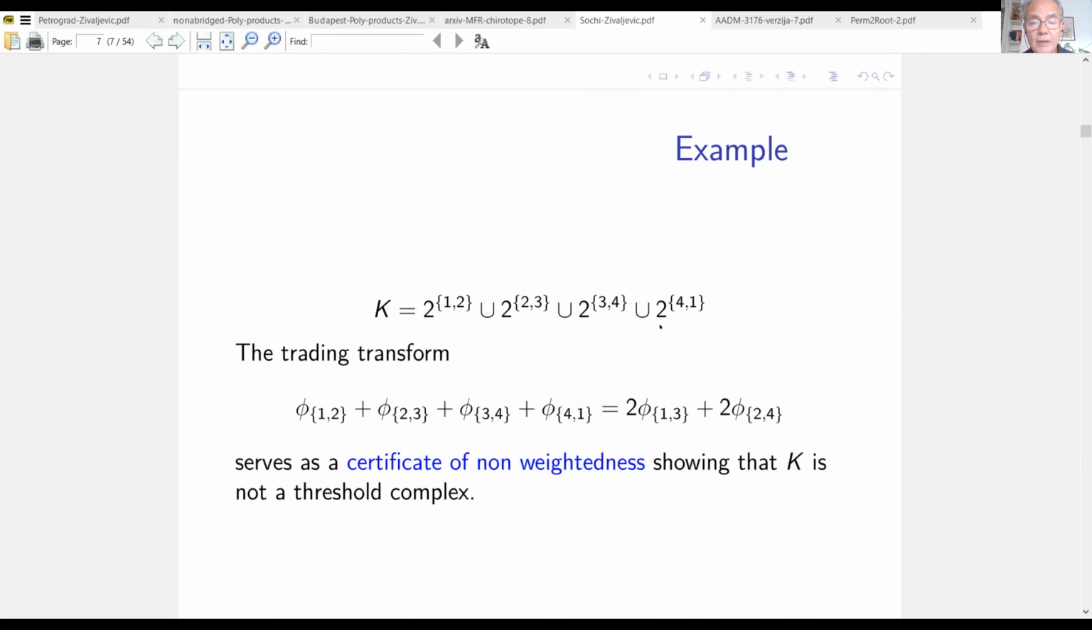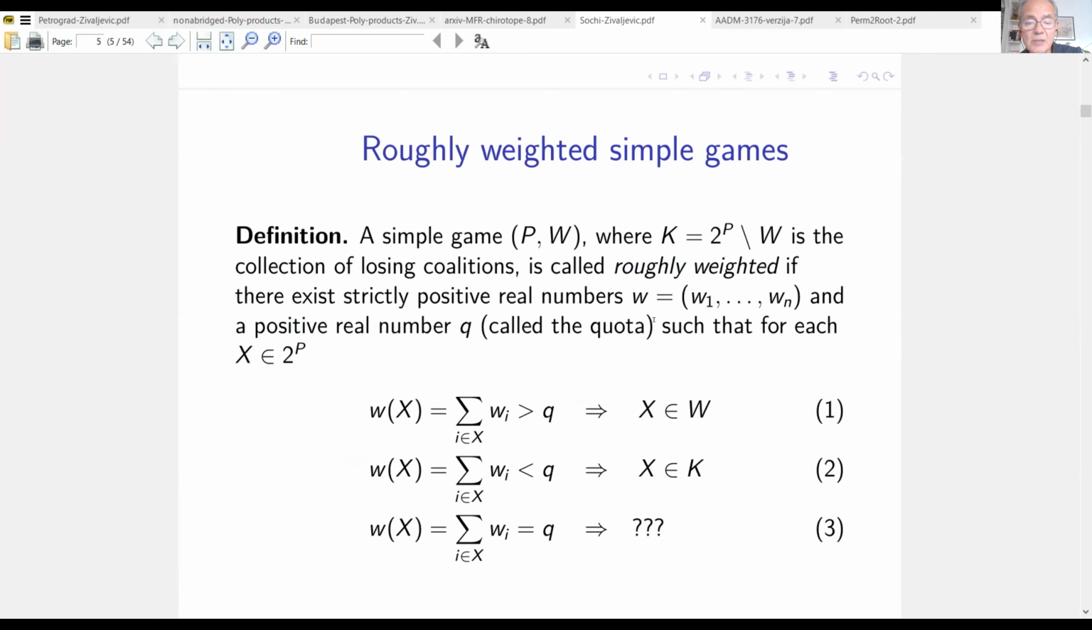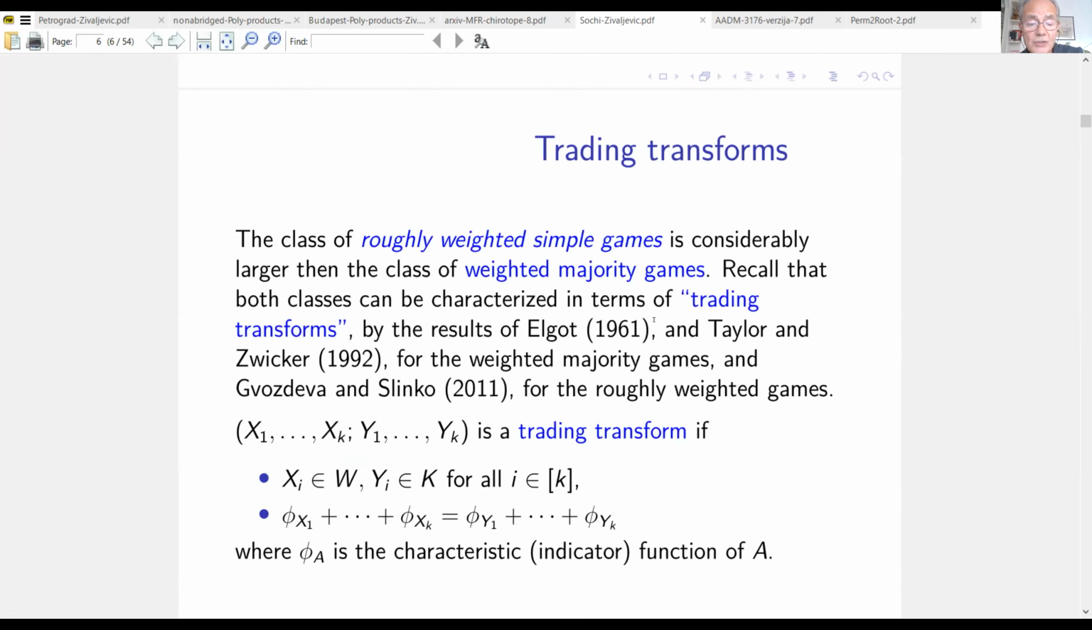Now, what about roughly weighted simple games? This time it appears that it cannot be easily tested with trading transforms, but actually quite the opposite. If you have a trading transform like this, and if among the losing coalitions there is at least one empty coalition, and among the winning coalitions there is at least one grand coalition, all players, then you can guarantee that it is not a roughly weighted game.